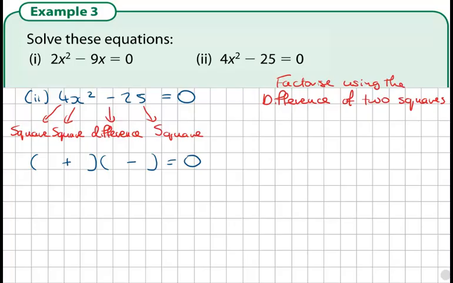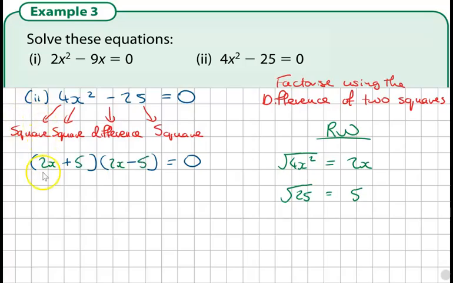So we have two sets of brackets, one's a plus, one's a minus. So I'm going to get the square root of 4x squared. And the square root of 4x squared is 2x. So that's going to go in the front of both brackets. And then I'll get the square root of 25. And that's 5. So that's going to go in the back of both brackets. So I factorized. I have 2x plus 5 multiplied by 2x minus 5.